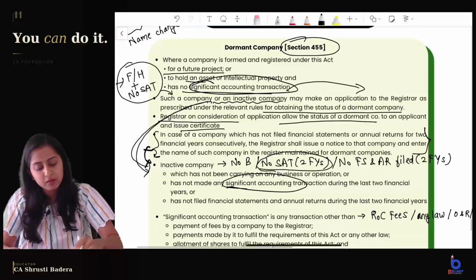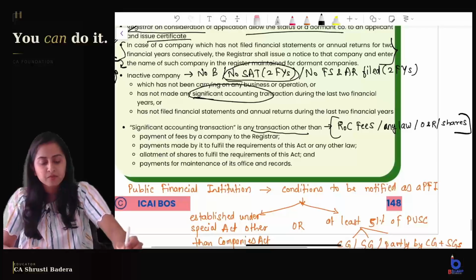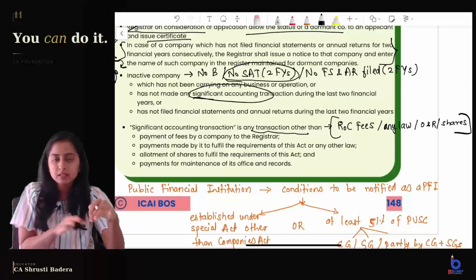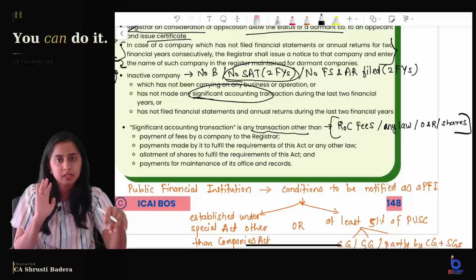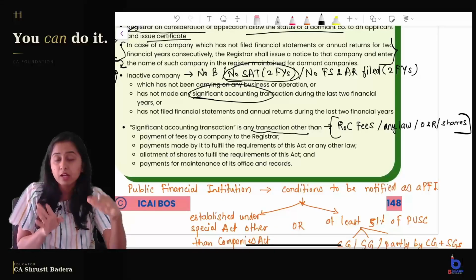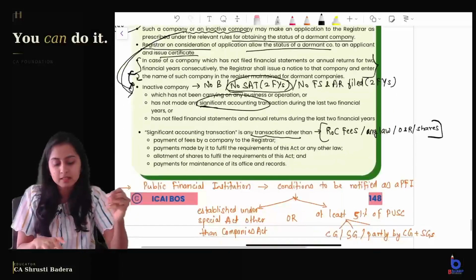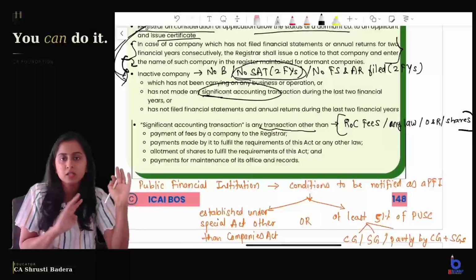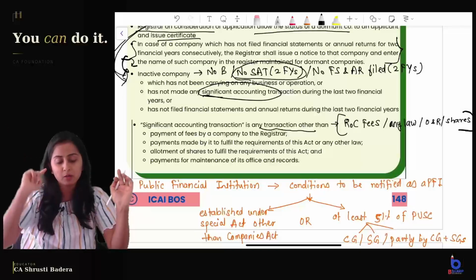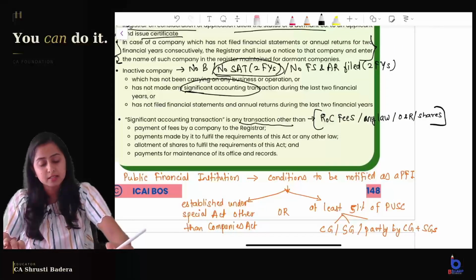What is the meaning of significant accounting transaction? It means any transaction other than these 4 transactions. Any transaction other than these 4 transactions will be termed as significant accounting transaction. And if you are doing this significant accounting transaction, that is okay. But if you are not doing any significant accounting transaction, that means other than these 4 you are not doing any other transaction, then you can become a dormant company. So which 4 transactions are not termed as significant accounting transaction?